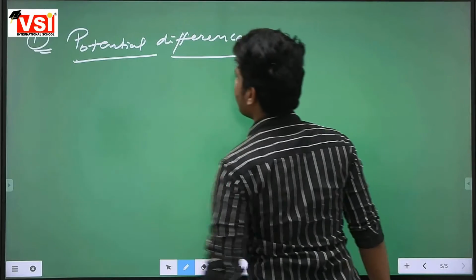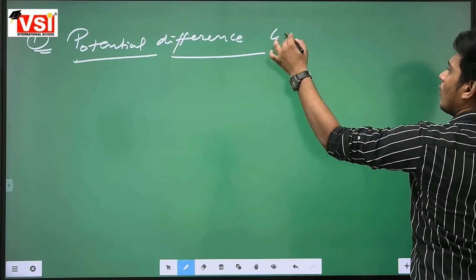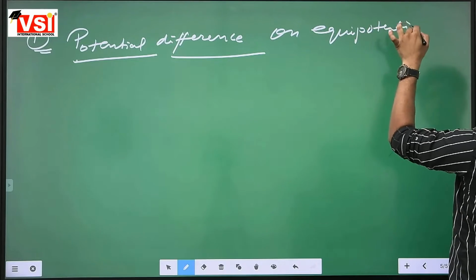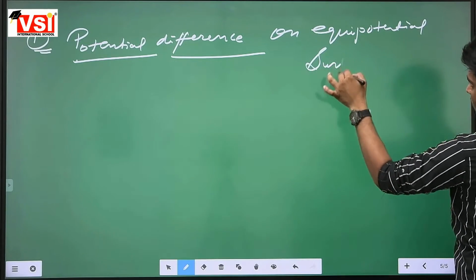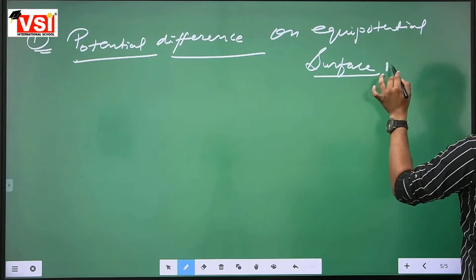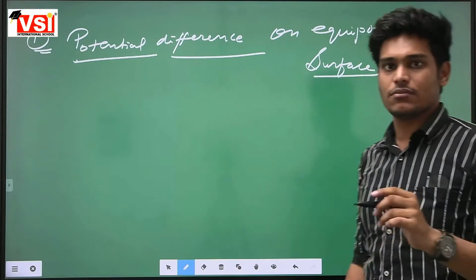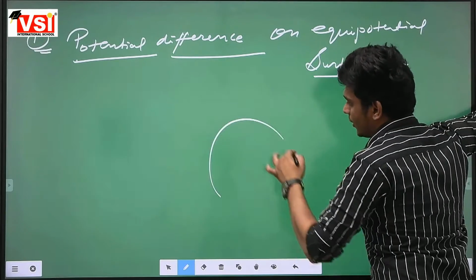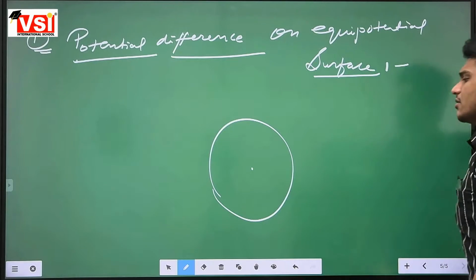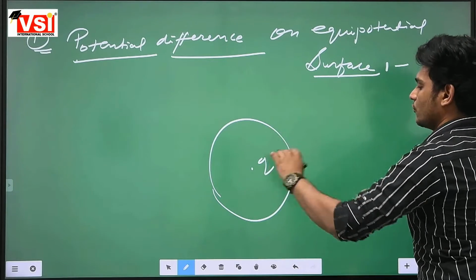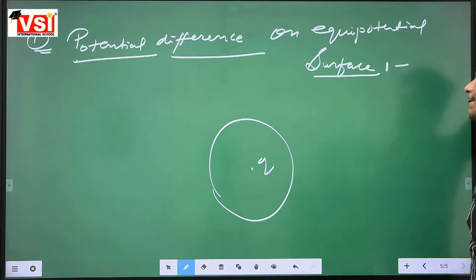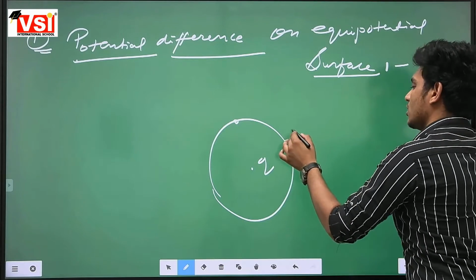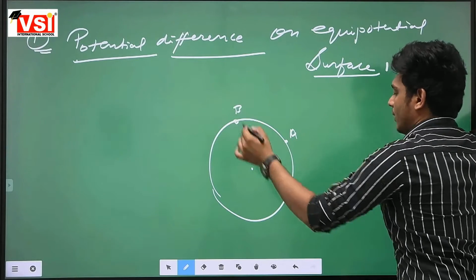Potential difference on equipotential surface. What does it mean? It means, suppose we have an equipotential surface for this charge q, if this sphere is an equipotential surface, then what will be the value of potential difference for point A and point B?